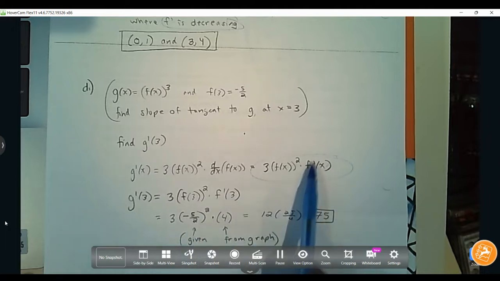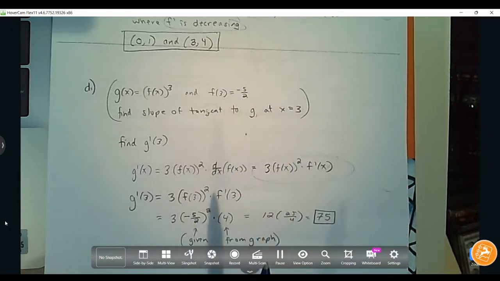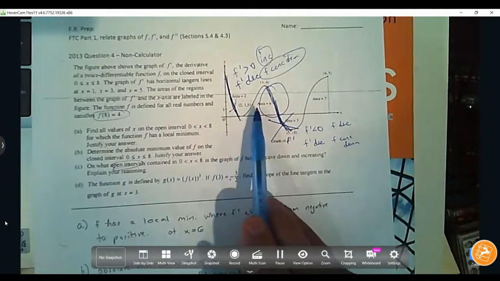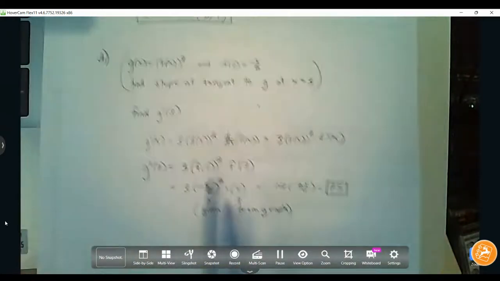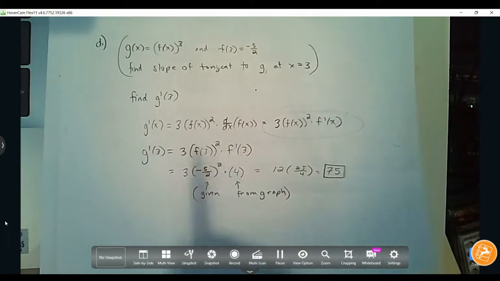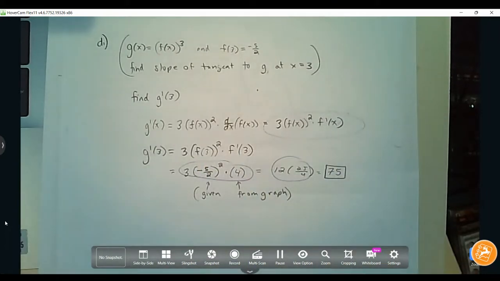And then in the chain rule, I also have f prime of 3, so I go to the graph for that. So f prime of 3, if you look back at the graph at x equals 3, f prime's value is 4. Okay, and so that's how I got the value. And if you're doing the AP exam, you can stop here. You don't have to simplify that, or you can stop here. AP grading rules. So you guys decide where you're comfortable with that one.